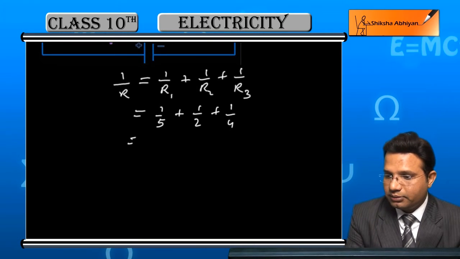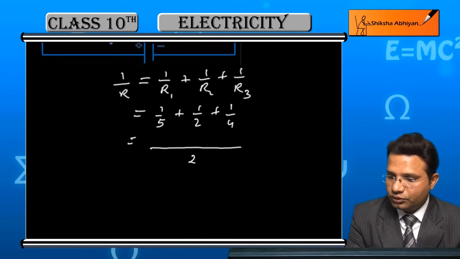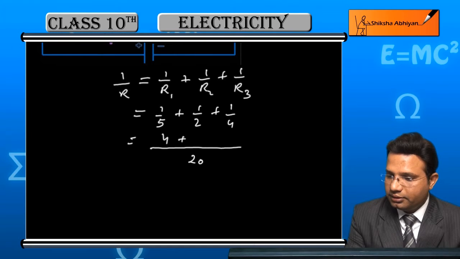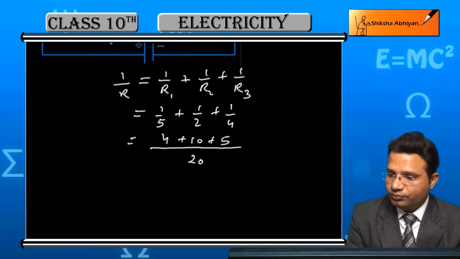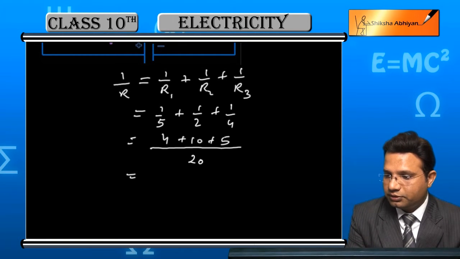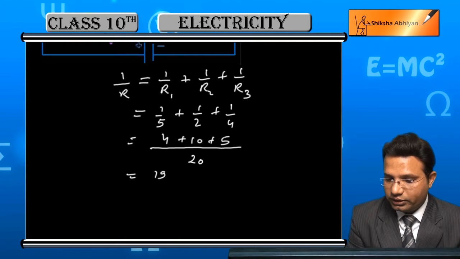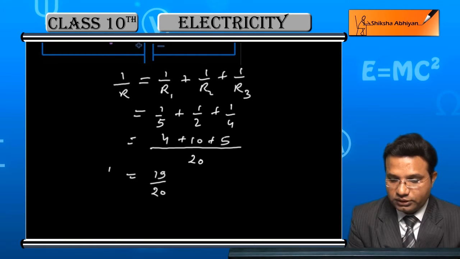So, taking LCM of 5, 4 and 2, I think it will come 20. So, it will become 4 plus 10 plus 5. Correct? 4, 10 and 5. Result is 10 plus 4, 14 plus 5, 19. So, 19 by 20. But this is the value of 1 by R, means reciprocal.